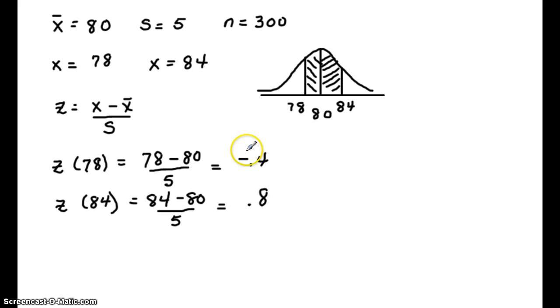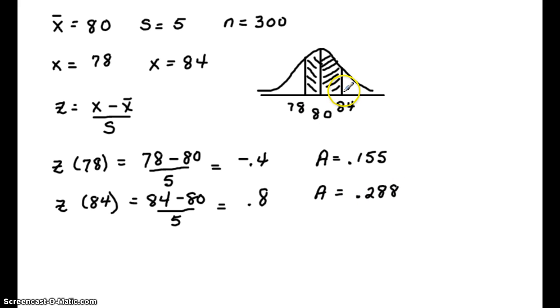The fact that the z-score for 78 is negative confirms the fact that that's on the left side of the mean. The fact that the z-score for 84 is a positive 0.8 confirms the fact that that would be to the right of the mean. Now we'll go to the table and we'll look up the corresponding areas for z equal to 0.4 and z equal to 0.8. Looking at the table, we find that the area corresponding to 0.4 is equal to 0.155. We find that the area corresponding to 0.8 is 0.288.